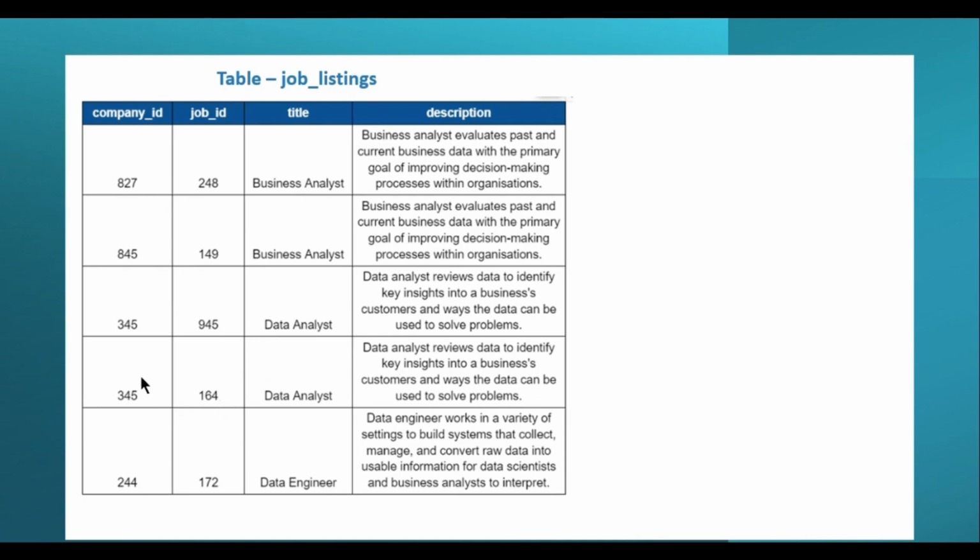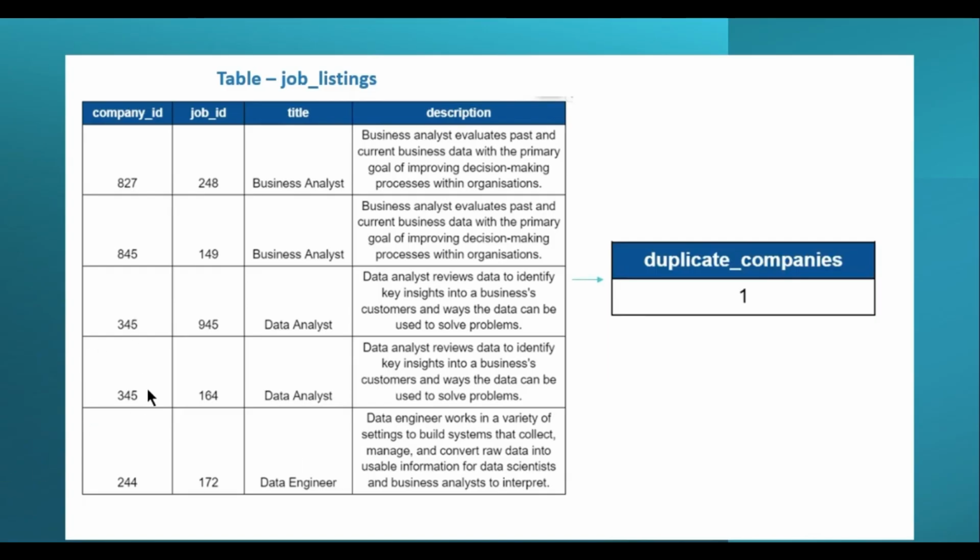So these job listings are duplicates, and the query should return the number of unique company IDs that have posted at least one pair of duplicate job postings. Based on this input table, our output should look like this, with the count of duplicate companies as 1, which is 345. Let's now understand how to approach this question, and what steps to follow in order to write a SQL query to find the duplicate companies.